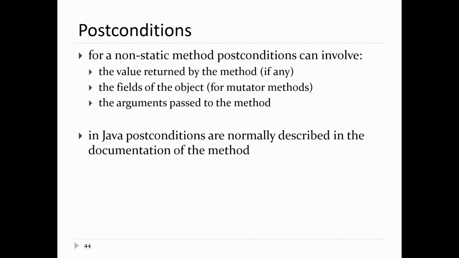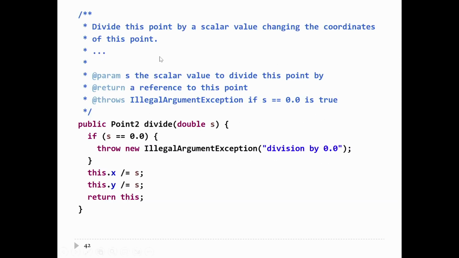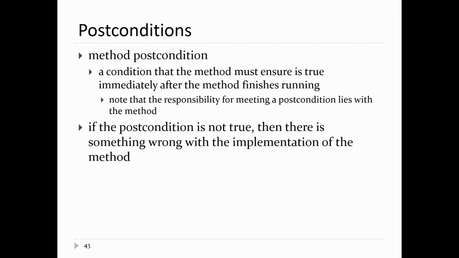If we go back to the idea of a method being a contract between the method and a caller, the preconditions are the conditions that the caller must satisfy. The postconditions are the conditions that the method promises will be true. They describe what the method promises will happen after it finishes running. So this method promises to divide the point by a scalar value, changing the coordinates of the point, and it promises to return a reference to this point. Both of those have to happen in order for this method to run successfully to completion.